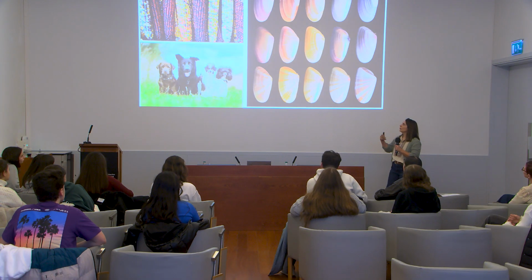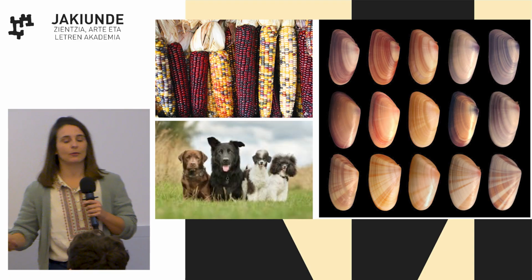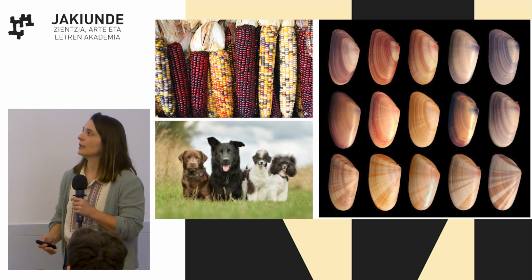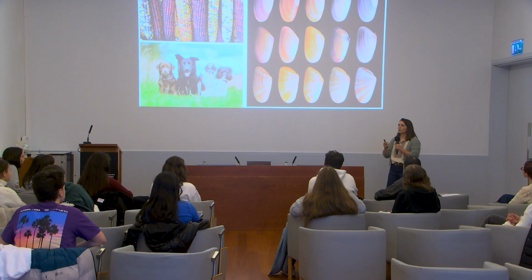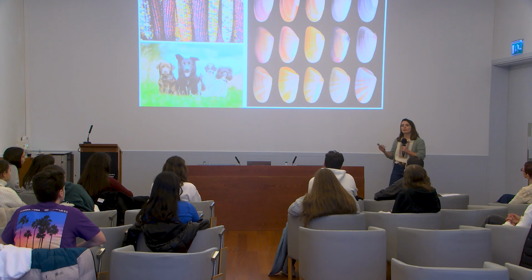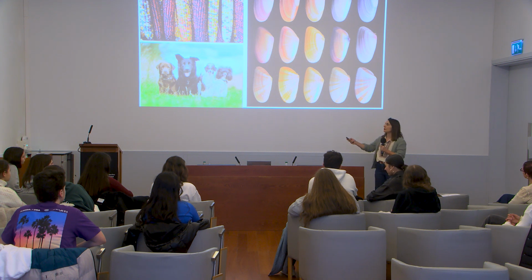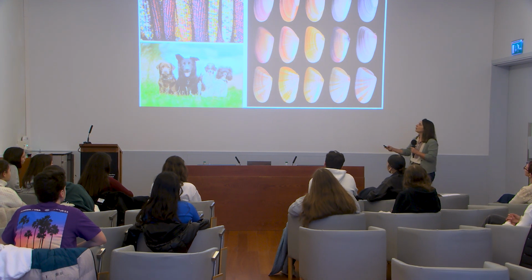So we also have genetic diversity, for example, which is a part of biodiversity. Genetic diversity is the variety of genetic forms that we can have in a population or in a species. So here, for example, you have dogs, that's just one species, but all these different individuals have different genotypes, different genes, and that's why they look different. Same for the corn here, and same for the shells we have here.